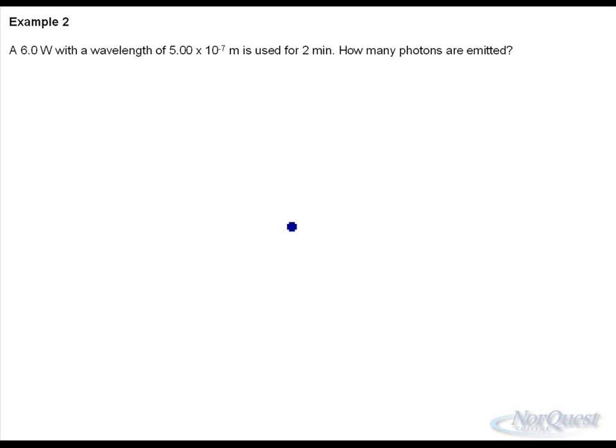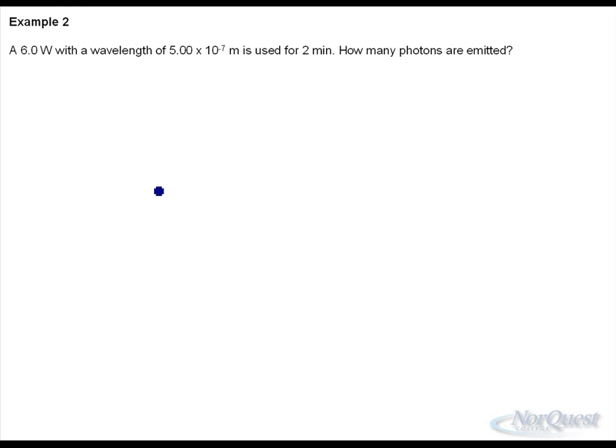The second example is a little bit different, but we just got to be careful of what we're given in this question. We're given power. A 6 watt light bulb that emits light with a wavelength of 5.00 times 10 to the negative 7 meters is used for 2 minutes. How many photons are emitted?